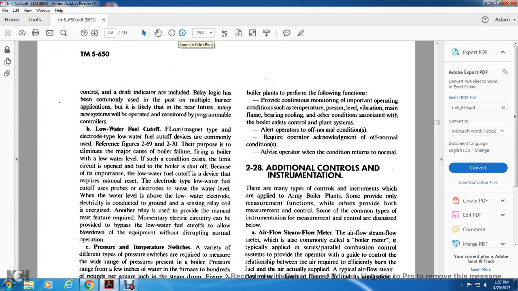Relay logic has been commonly used with multiple burner applications, but is being replaced with a new feature. Many of the new systems will be operated, monitored, and programmable controllers. Low water fuel cutoff with low magnet type.